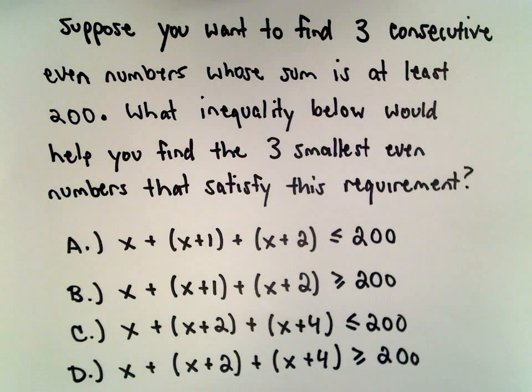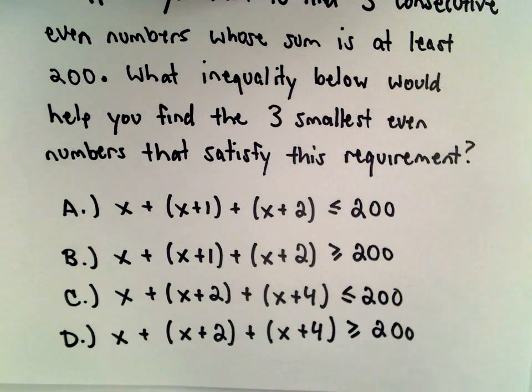Okay, suppose you want to find 3 consecutive even numbers whose sum is at least 200. We want to know what inequality below would help you find the 3 smallest even numbers that satisfy this requirement. So a few different answer choices here. Let's see if we can't come up with a solution.